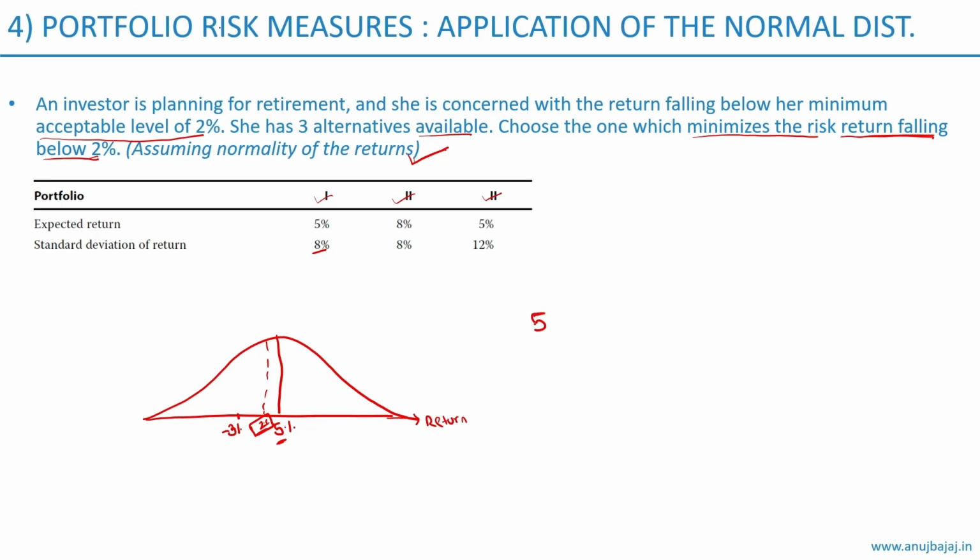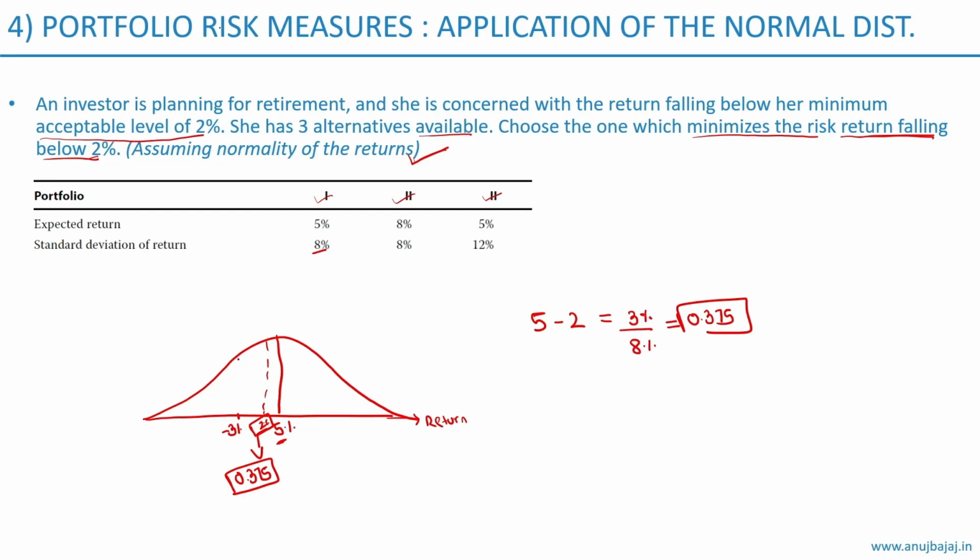So we take the expected return and the minimum acceptable level, which is 2%. So we can say it is 3% away from the mean. So one standard deviation is 8% away from the mean. So 3% will be 3 divided by 8, which is 0.375. So we can say that 2% is 0.375 standard deviations away from the mean.